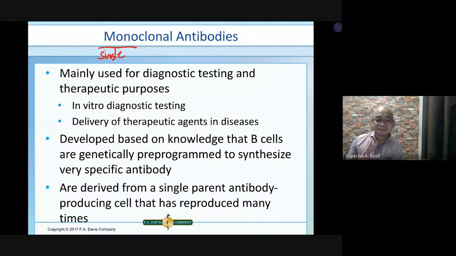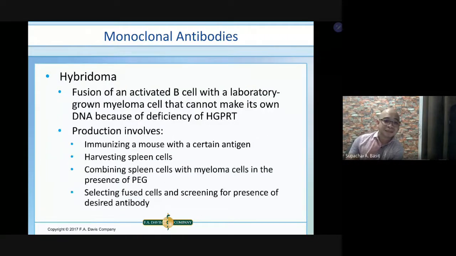The development is based on the knowledge that B cells are genetically pre-programmed to synthesize a very specific antibody. They are derived from a single parent antibody-producing cell that has reproduced many times. That's why I told you it is produced from a single clone of B cells. I will show you an animation of how monoclonal antibodies are produced because it's easier to understand that way. I will also attach the link in your Brightspace.